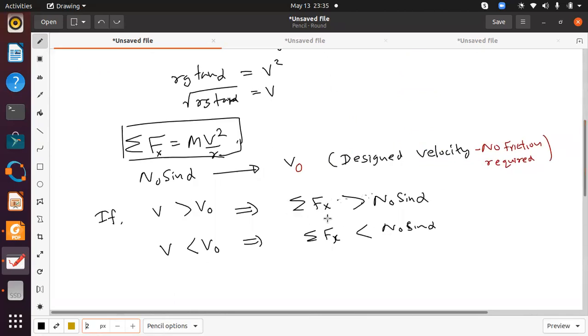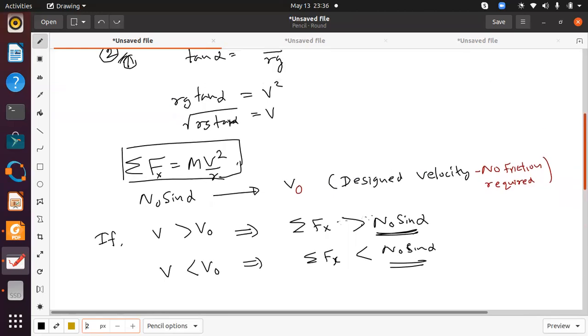That means the horizontal components of all the forces must be greater than the previous value. If the velocity were to decrease, then the horizontal component of all the forces must be less than this value. Why? The required force should be lowered, right? Therefore, the resultant force should be less than n naught sine alpha. Now, here's the thing. How can we get this?